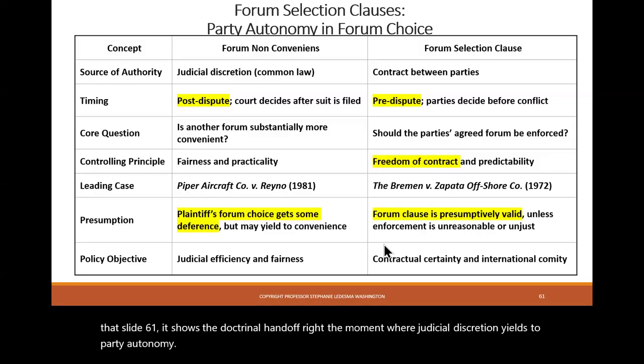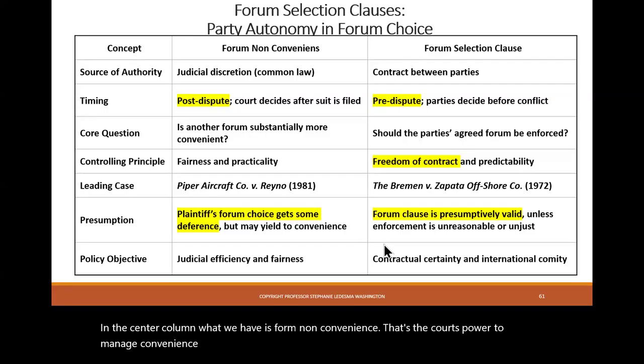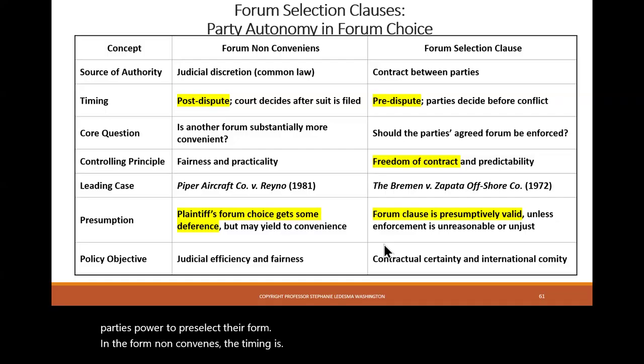In the center column, what we have is forum non conveniens. That's the court's power to manage convenience. In the right column, what we have is forum selection clauses. That's the party's power to pre-select their forum. Notice in forum non conveniens, the timing is after we have a dispute. If you look at the timing of the forum selection clauses, it's pre-dispute.